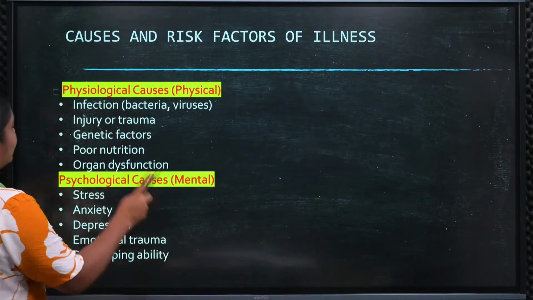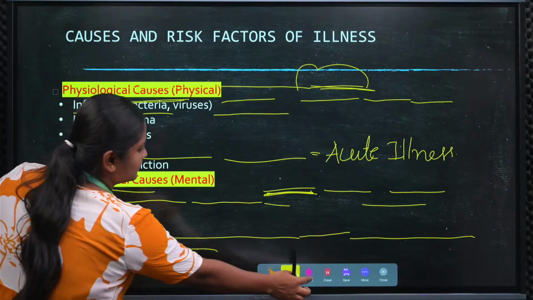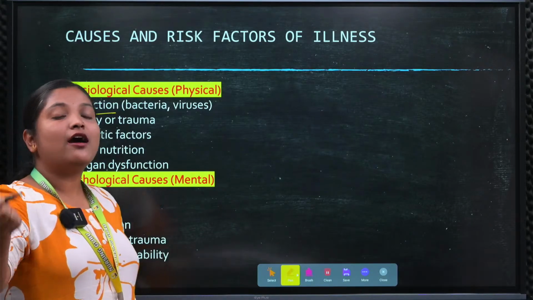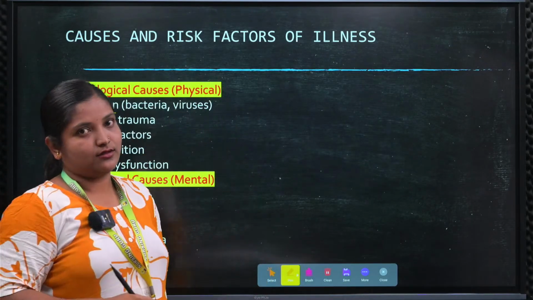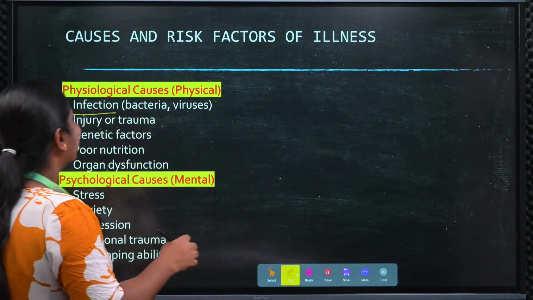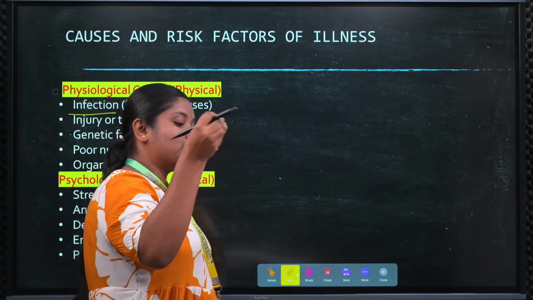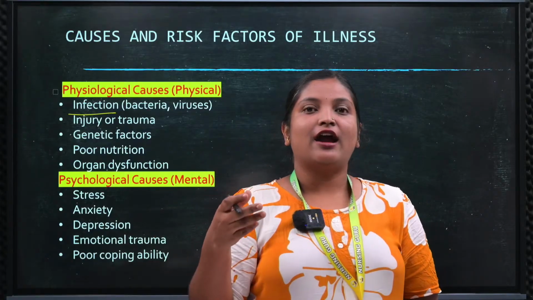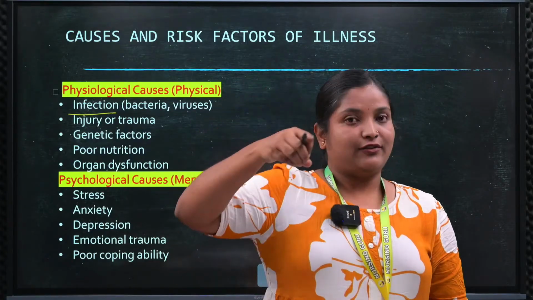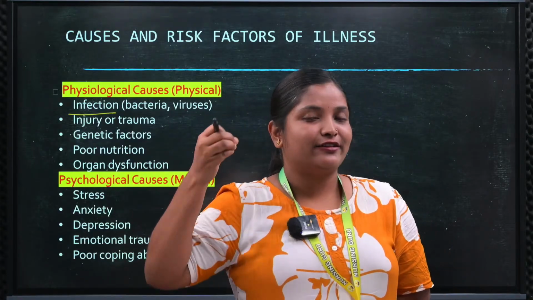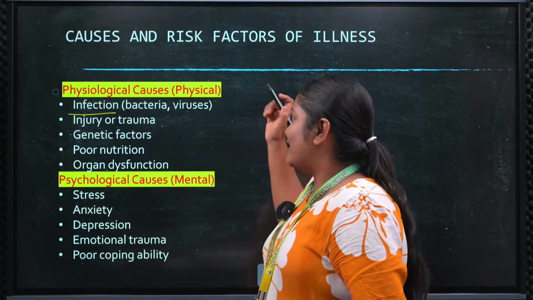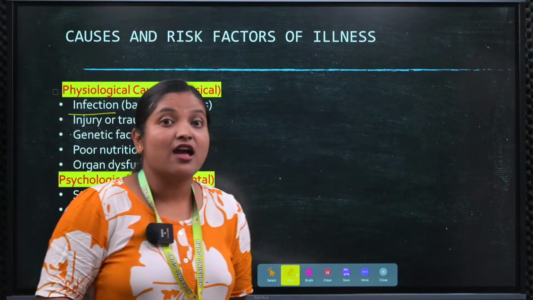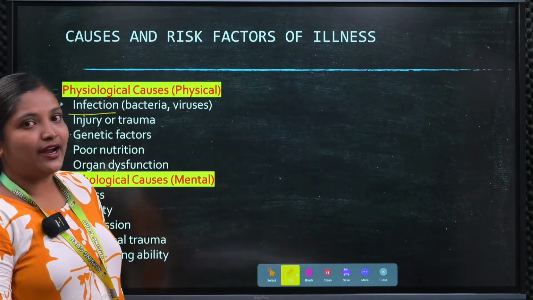You can see here infection. So infection usually we get from bacteria or viruses. Remember coronavirus. So infection enters into our body. For example, tuberculosis is due to Mycobacterium tuberculosis, the bacteria which affects your lungs. Definitely your lungs get damaged, you get tuberculosis, right? So infections caused by bacteria are also one of the causes which come under the physiological causes.